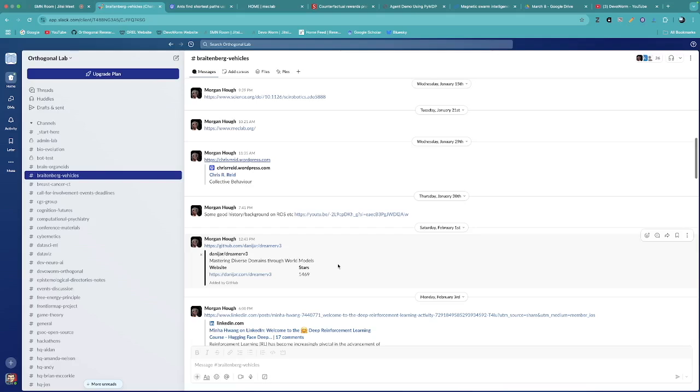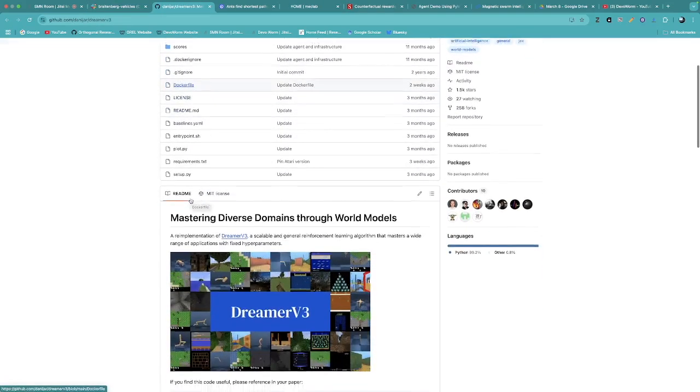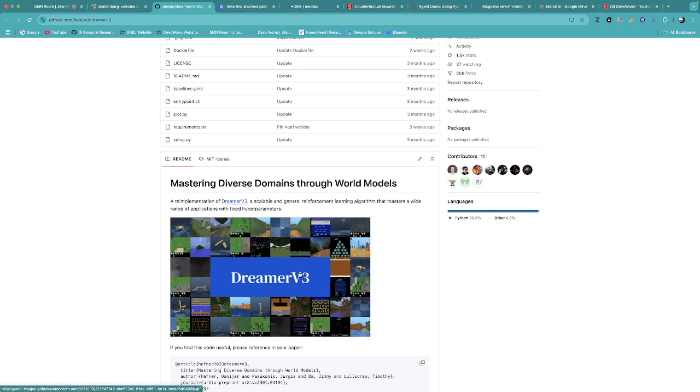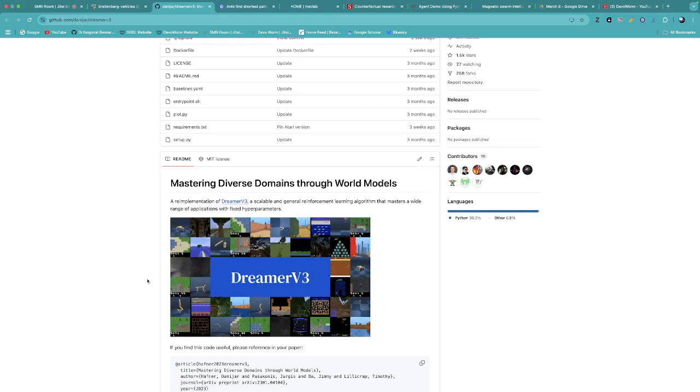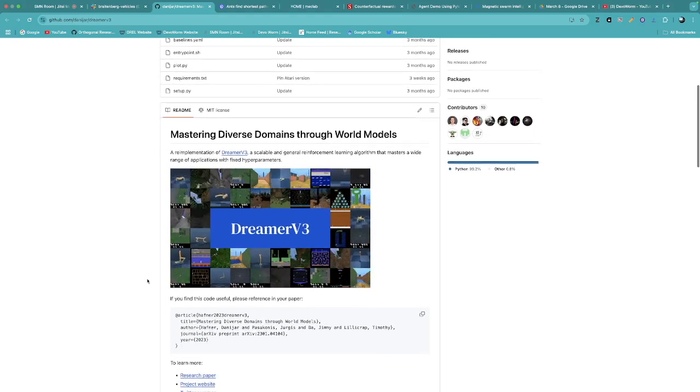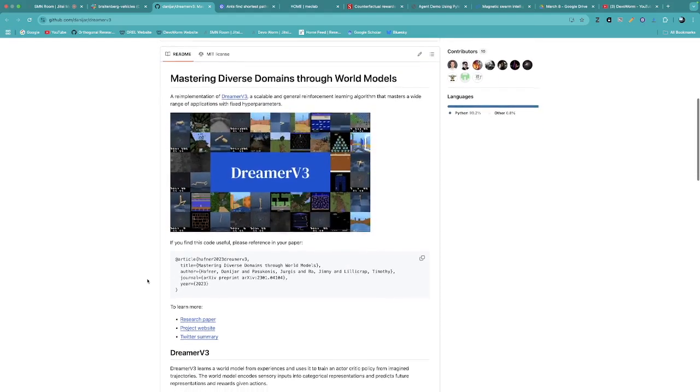This one here, mastering diverse domains through world models. This is the most recent implementation of the world model that we were talking about, that is kind of referenced in the Adam Safran RFP. Yeah. So this is not for large language models. I think we were talking about that last week, but this is for just a general world model for, I guess, a wide range of applications.